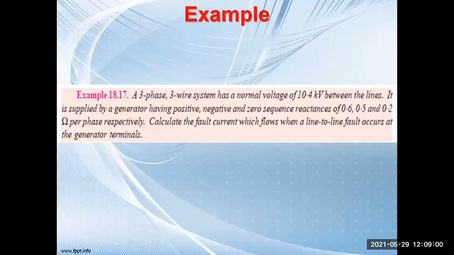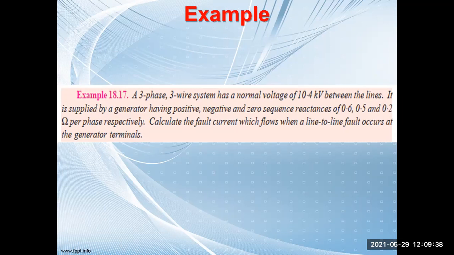Now, next problem. A three-phase reverse system has a normal voltage of 10.4 kV between the lines. It is supplied by a generator having positive, negative, and zero sequence reactances of 0.6, 0.5, and 0.2 ohm per phase, respectively. Calculate the fault current which flows when a line-to-line fault occurs at the generator terminal. So a three-phase reverse system is given, and the normal voltage is 10.4 kV. Now this generator has three sequence impedances, that is 0.6, 0.5, and 0.2.